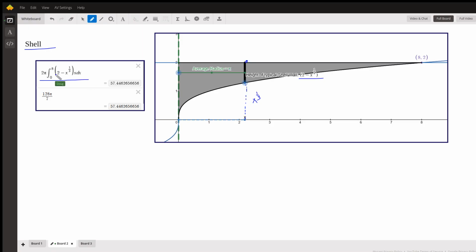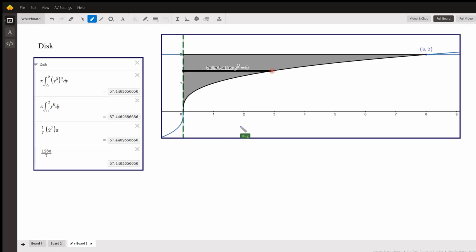You could distribute the x, find an antiderivative, evaluate from 0 to 8, multiply by 2 pi. That's what you get. Here is the disk method. The outer radius is just y cubed, and we square the outer radius.